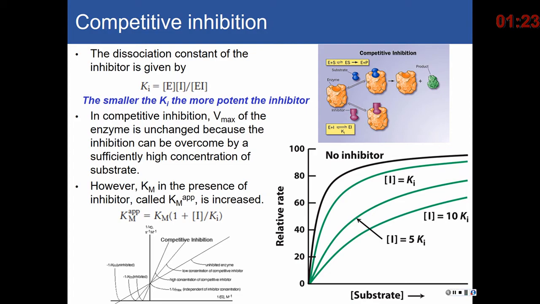And then you can also see over here, when we look at the non-Lineweaver-Burk plot, how if you have no inhibitor, it's in black. If the concentration of inhibitor is equal to Ki, you've got green. If it's 5 Ki, and you just keep going down here as your substrate goes up. Remember that Km, or the Michaelis constant, in the presence of an inhibitor is called Km apparent, and it is increased. And that's shown here.